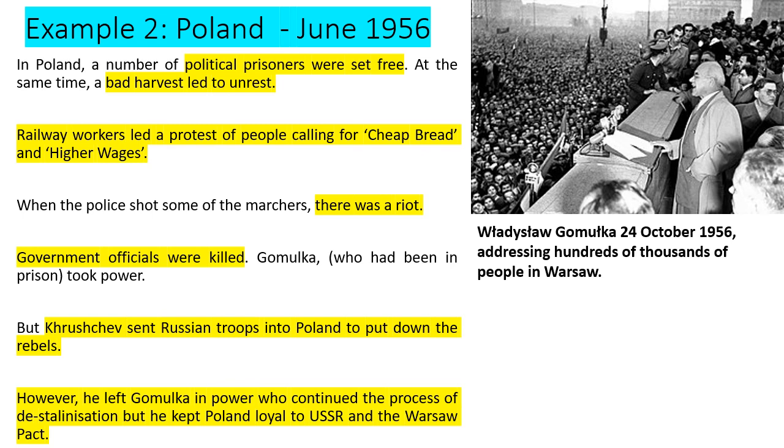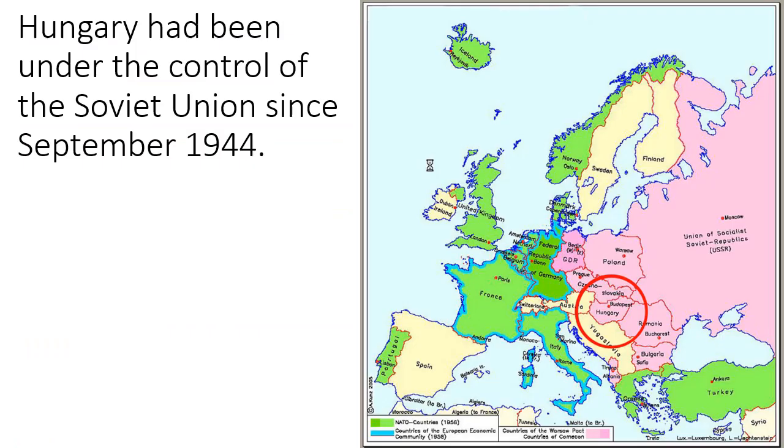And you can see Gomulka, he was the leader during that time. He was allowed to stay in power and keep control of things. So that's two countries that have tried to break free already after this secret speech, and failed.